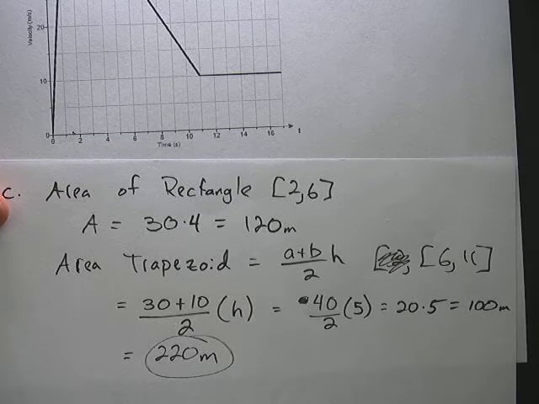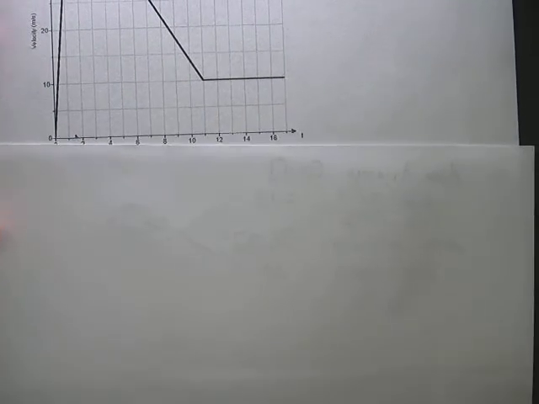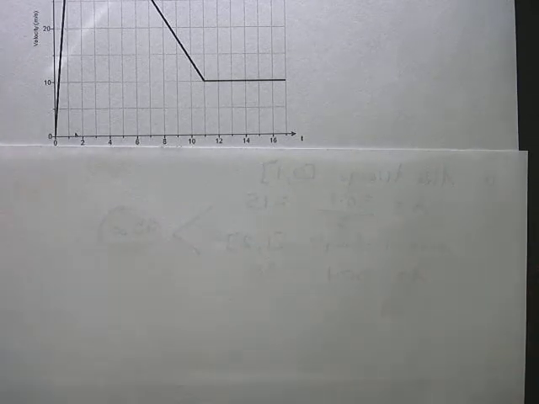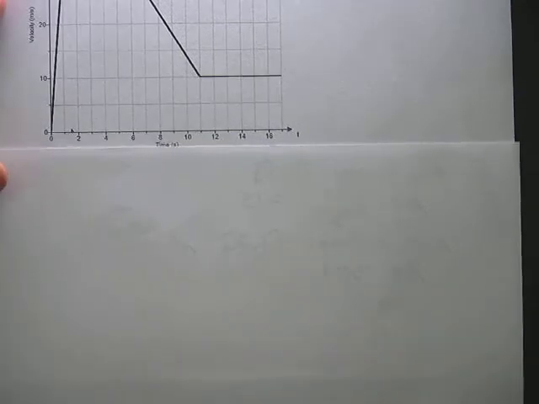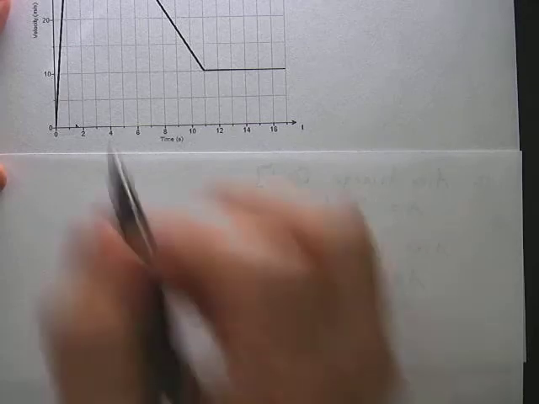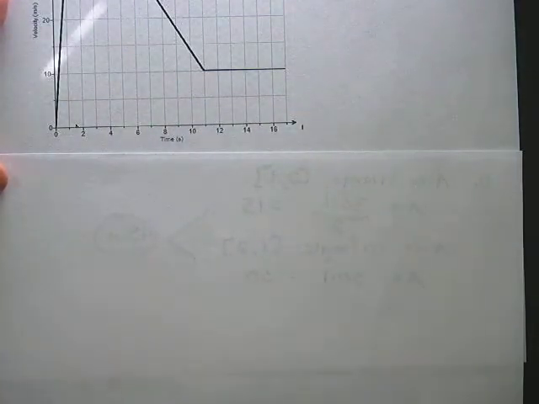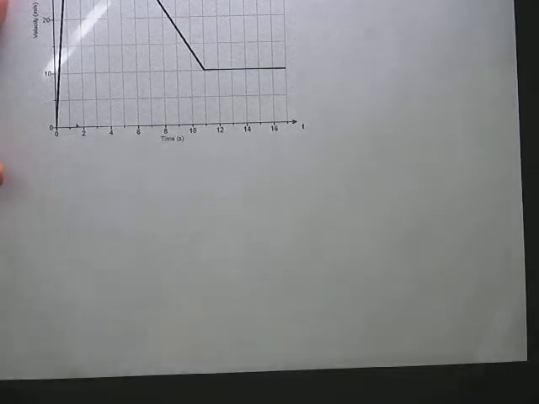Okay, and for part D, it says assuming the velocity remains constant at 10 meters per second for t greater than or equal to 11, what is the displacement function between t equals 0 and any time t greater than or equal to 11? Given that, we know the displacement all the way up to t equals 11. We found A and B. So the answers to A and B were 220 and 45.